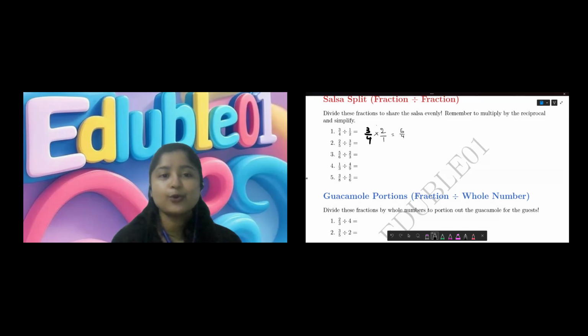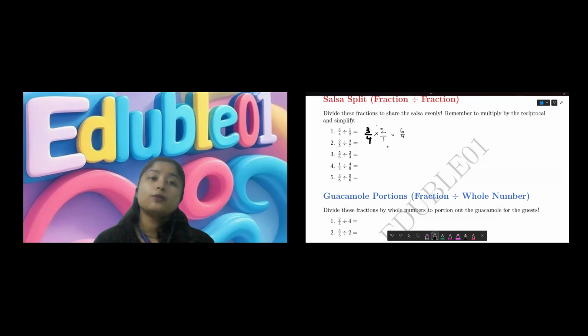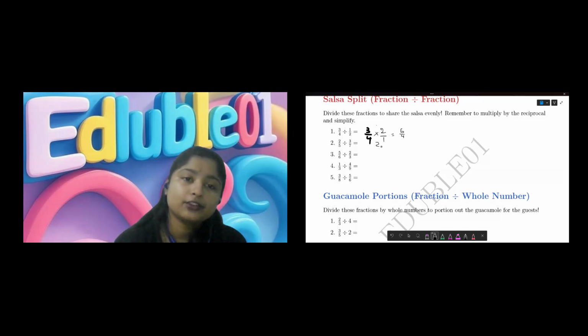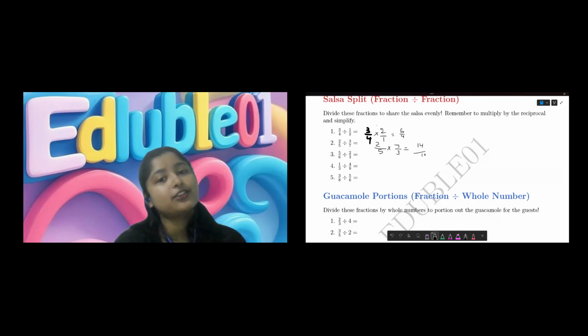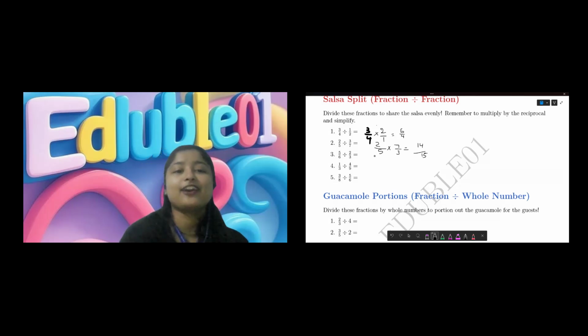Let's just try one more. So this is 2 over 5, repeat, change, and reverse. 7 over 3. 14 over 15. That's what your answer is. You can solve the other questions that are left.